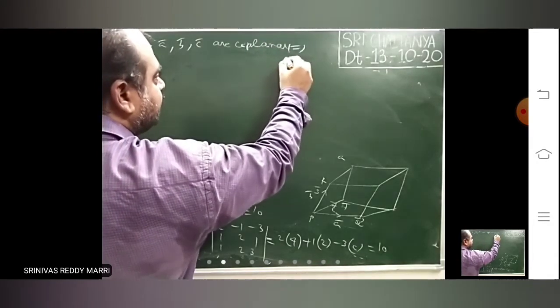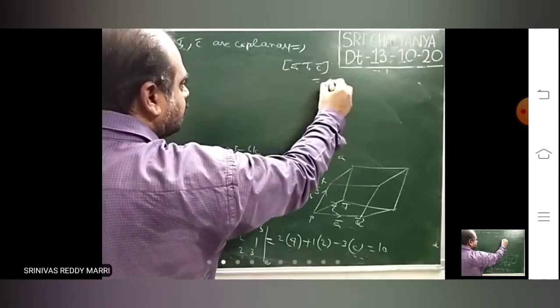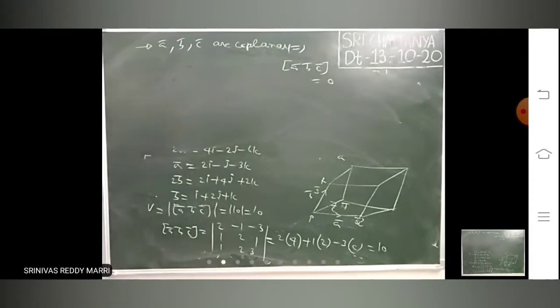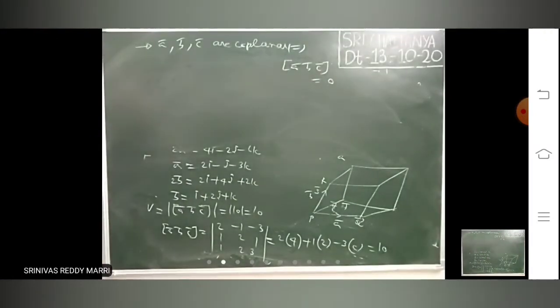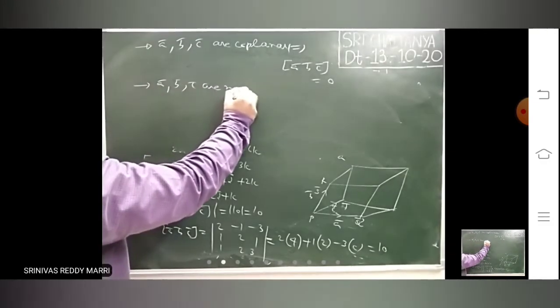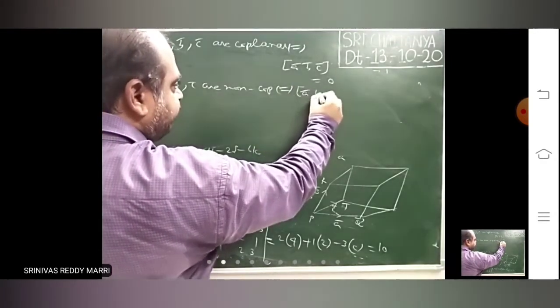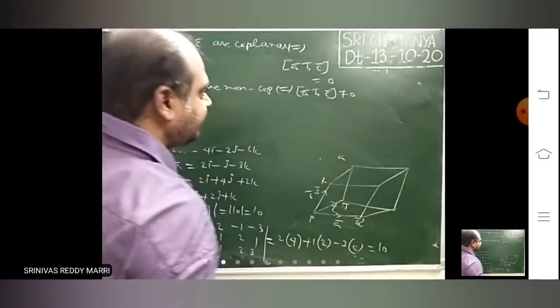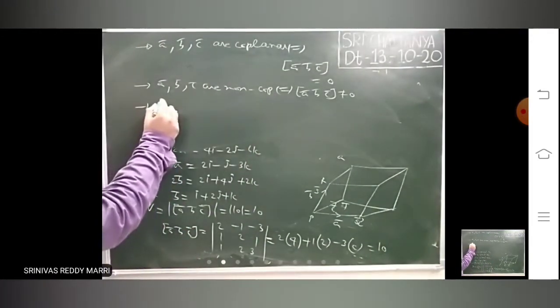Next model is: three vectors are coplanar if and only if, if they are given, you can check whether they are coplanar or not by finding the scalar triple product. If it is 0, then they will be coplanar. If it is not equal to 0, then they will be non-coplanar. That is the determinant we have found previously, which is nothing but the box of A, B, C.